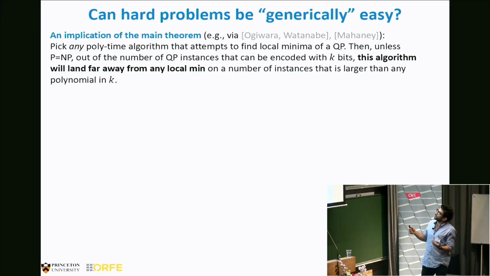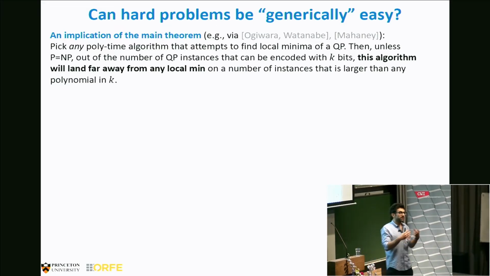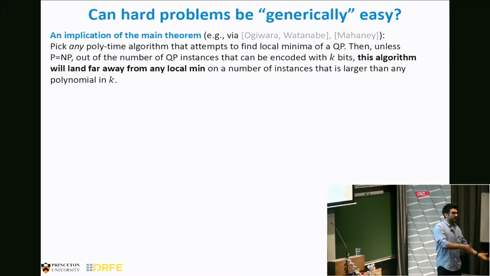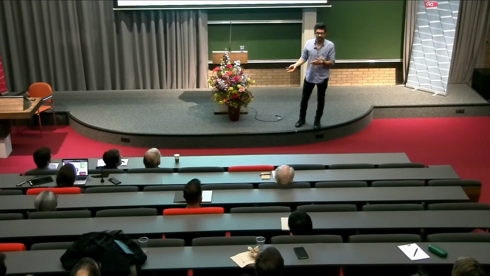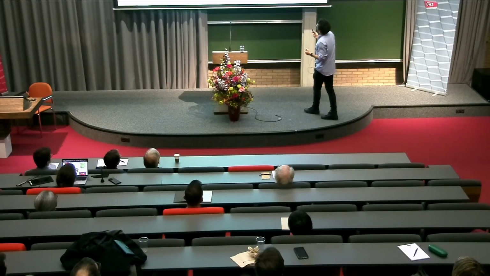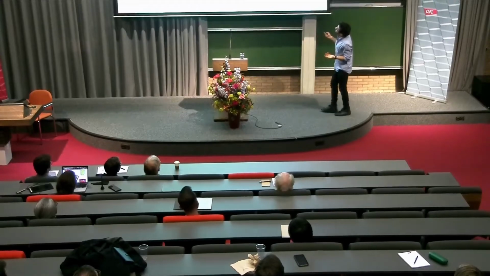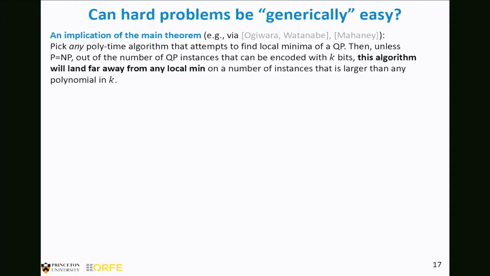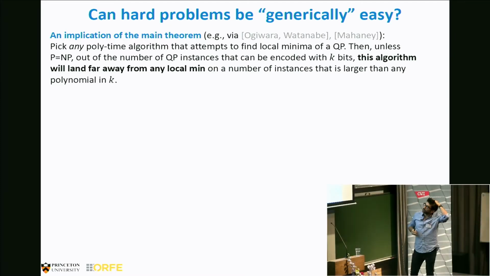Now you can see, out of all the instances that I can write down with k bits, so there will be 2 to the k such instances, on how many of them will this succeed and how many of them will it fail? Of all the 2 to the k instances, this algorithm must fail on a number of instances which is larger than any polynomial in k. So you cannot bound the hard instances by a polynomial. There will be some large super-polynomial number of instances where your algorithm not only will not find the local min, but will land exponentially far from any local min.